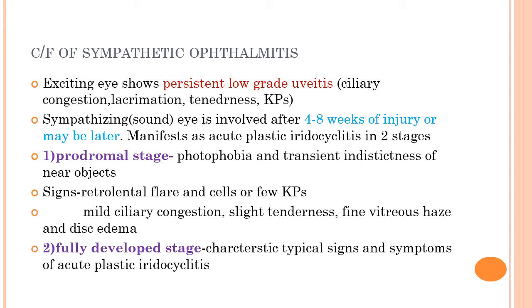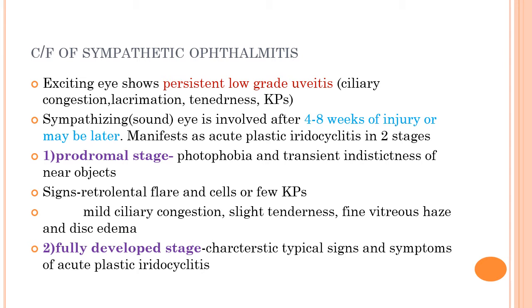In the prodromal stage, that is the initial stage, the patient may feel some photophobia and transient indistinctness of near objects, because he is unable to see near objects clearly. On examination you may see flare and cells posterior to the lens, that is retrolental flare, and some fine keratic precipitates on the endothelium of the cornea. There will be mild ciliary congestion, and on touching some tenderness. On examination you can also see vitreous haze and some amount of discoloration.